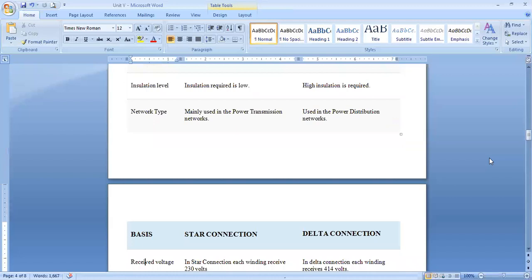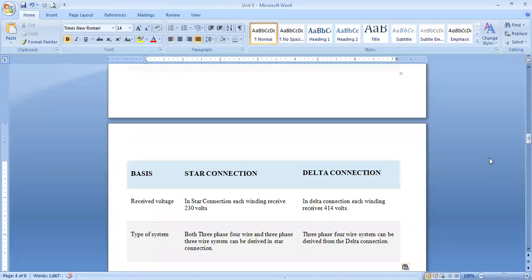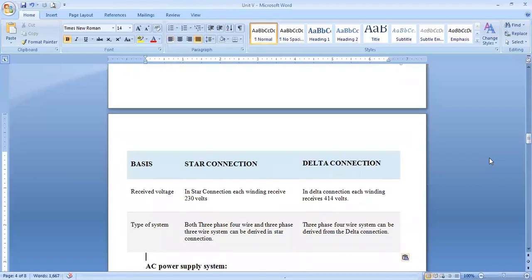Now, the star connection's main application is the transmission line. Transmission lines always run on long towers, and you can have four lines. That is, for transmission we are using the star, but for distribution purposes we are using the delta connection. Now the received voltage in the star connection, each winding is 230 volt, because we are taking the line and phase. But for the delta it is 414 volt.